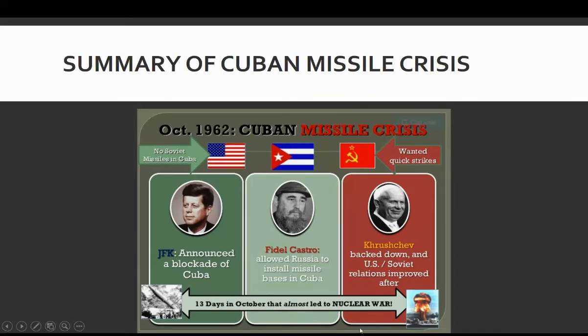Hello class, you need to understand the key points in the Cuban Missile Crisis. In the last few weeks, you would have learned about Kennedy, Castro, and Khrushchev's role in the Cuban Missile Crisis.